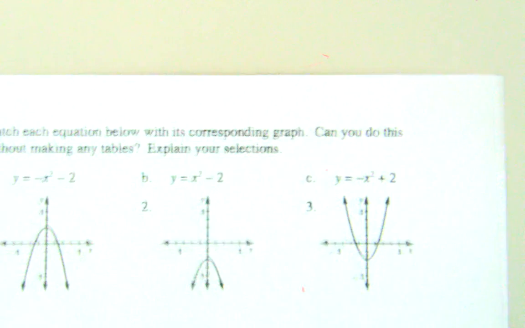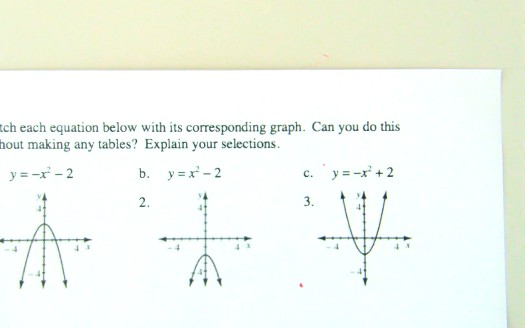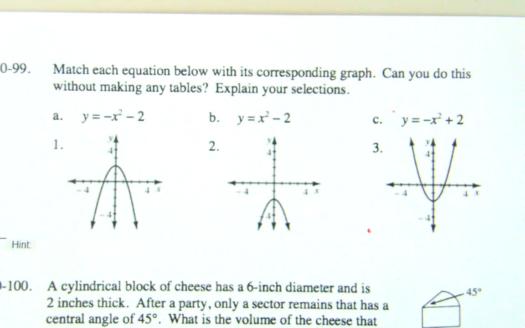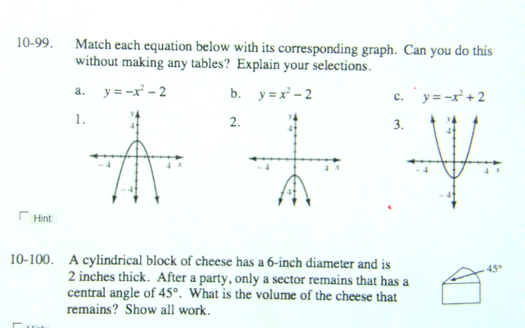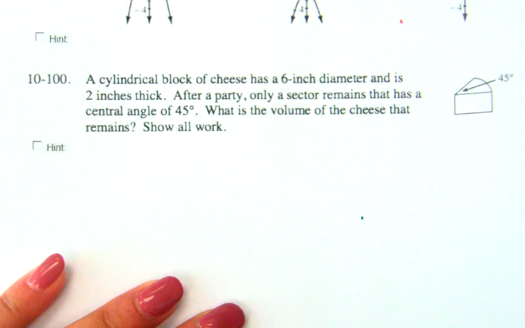99. Match the equation below with its corresponding graph. Okay, well, I'm sure you can figure this out. Two of them are negative, one of them is positive. So which one is which? It shouldn't be too hard or difficult to figure out.